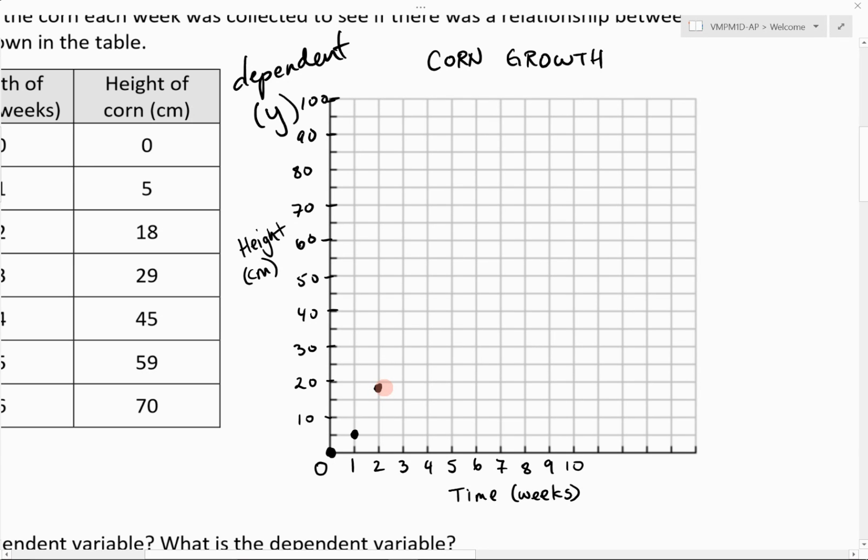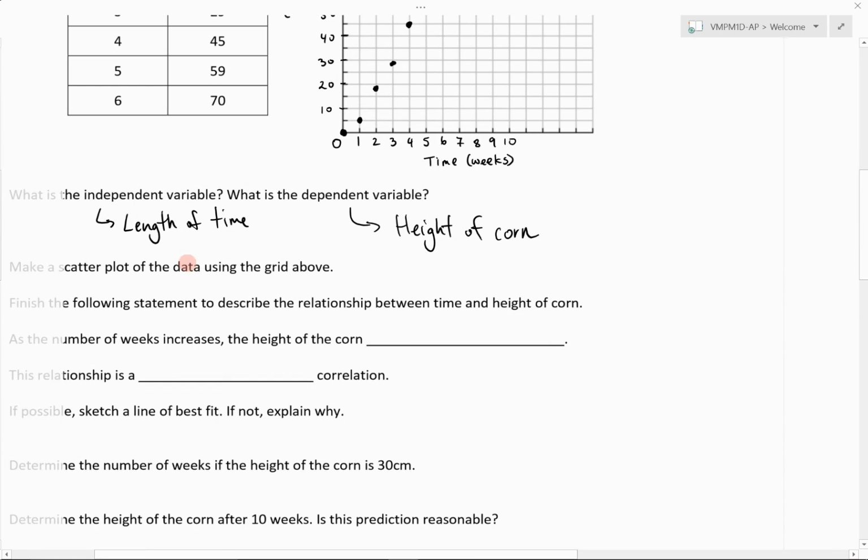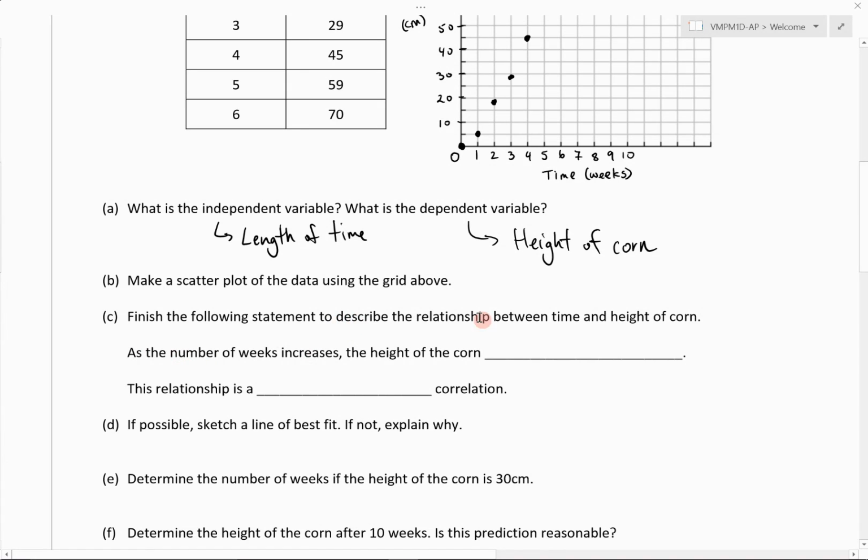Then we have 3 and 29. So again, the idea is we're not going to have 30 yet, but just under 30. 4 and 45, so halfway between 40 and 50. 5 and 59, so another point just before 60. And 6 and 70, so here's a point at 70. Okay, so we have some points. It doesn't quite make a straight line, but it does look positive. Okay, so part C says, finish the following statement to describe the relationship between time and height of corn. As the number of weeks increases, the height of the corn increases.